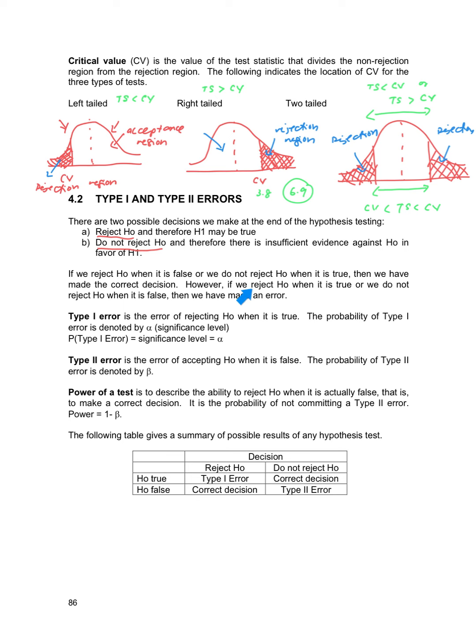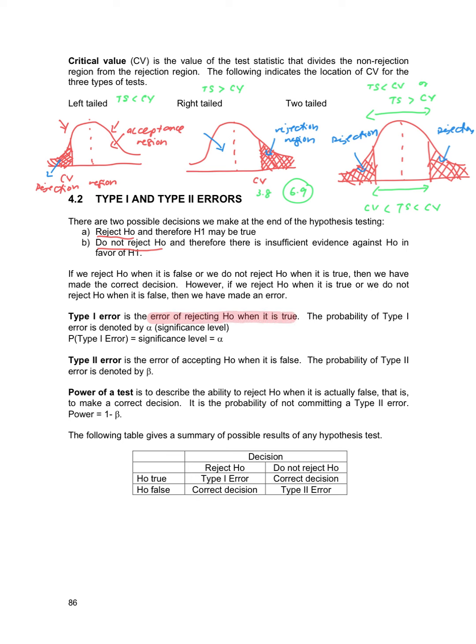Okay, however, if we reject H0 when it is true, or we do not reject H0 when it is false, then we have made an error. Maksudnya kita buat keputusan yang silap. Kita reject dia, padahal statement tu adalah betul. So meaning that we have made error lah. Okay, so that error is called type 1 error. Okay, type 1 error is the error of rejecting H0 when it is true. Okay, so I highlight this word, error of rejecting H0 when it is true.